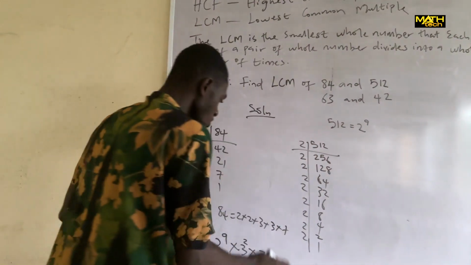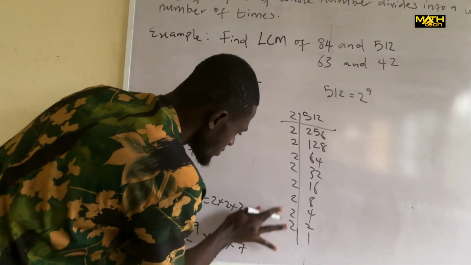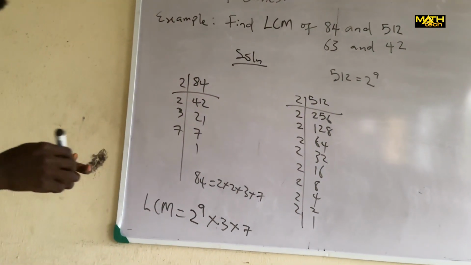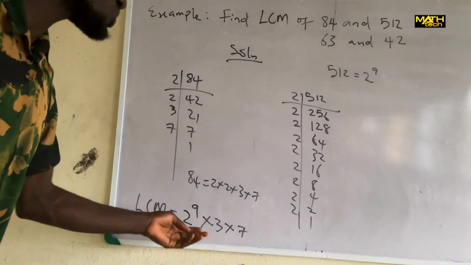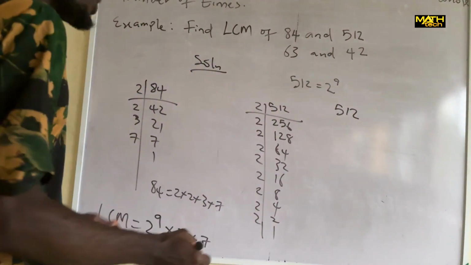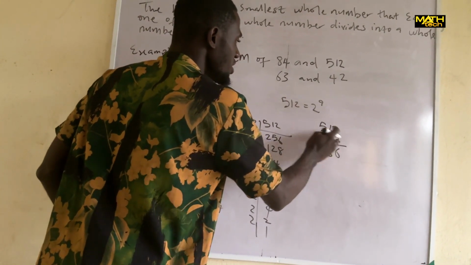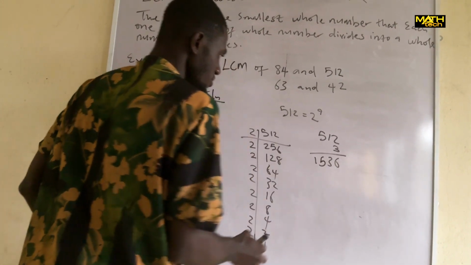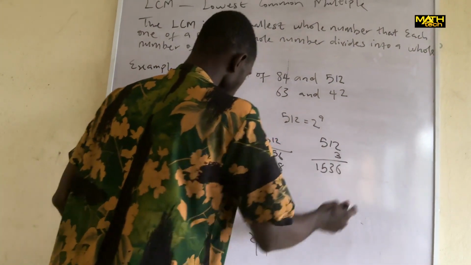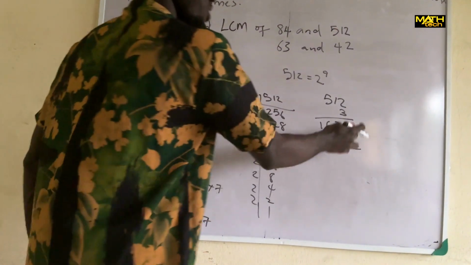So now, sorry, this is off, and this is off, 7. So back to it. Now multiplying this, 2 raised to the power 9 gives us what? 512. 512 times 3. And here we have 6, we have 3, and here we have 15. So 1536 times 7. Here will give us 42.